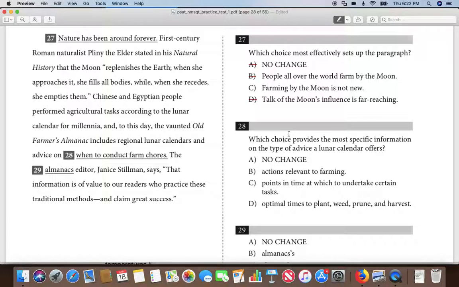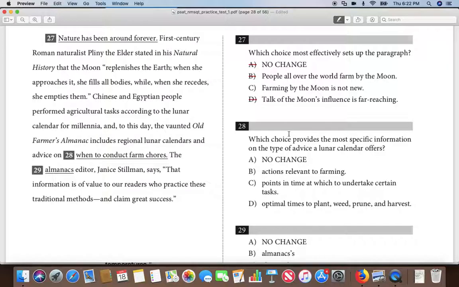Does that provide specific information on the type of advice a lunar calendar offers? Not really. Yeah, I mean, it's not terrible. Let's read some of the others. Can we eliminate it? I mean, farm chores are kind of specific, possibly. Let's leave it as it is right now. Go ahead and read B. I wouldn't eliminate it yet.